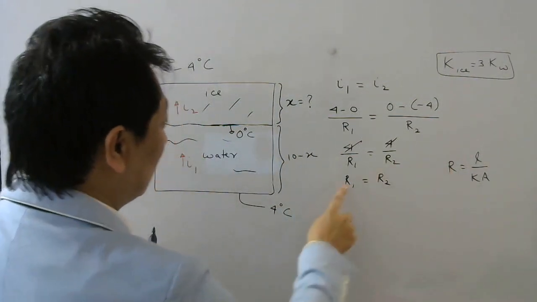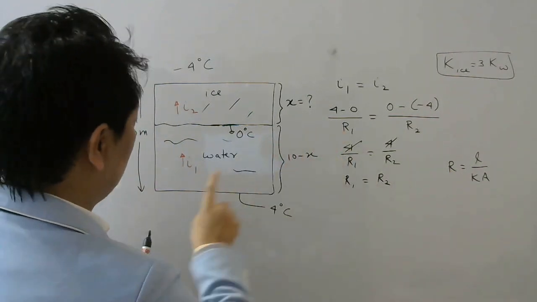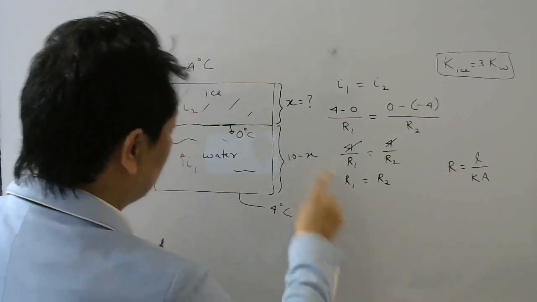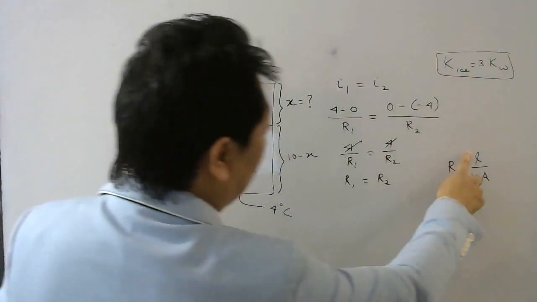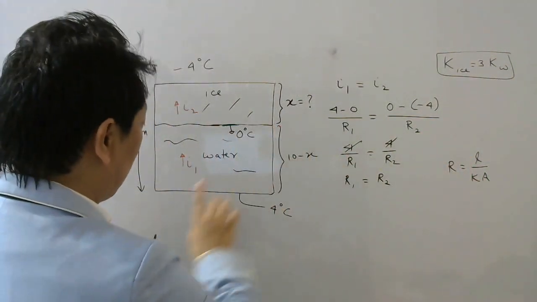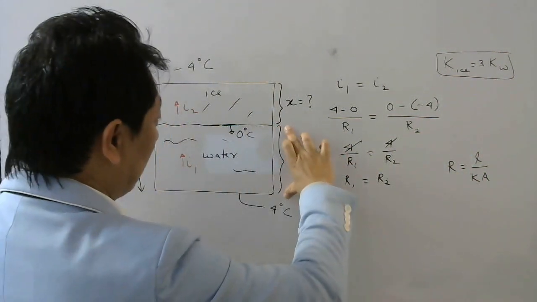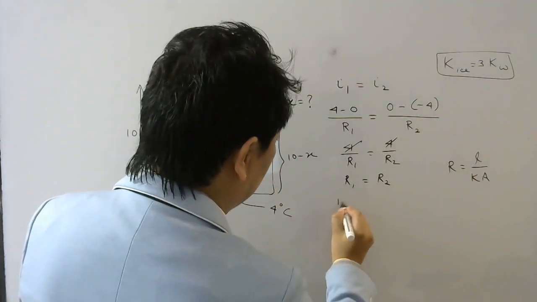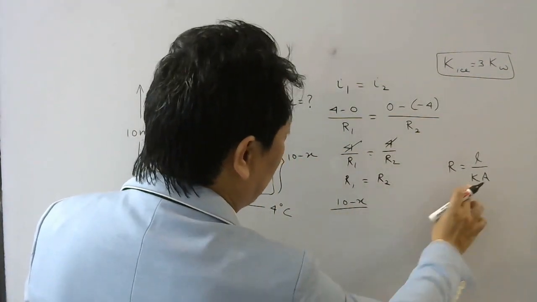So what is the length in the case of this R1 belongs to, remember, water. So what is the resistance for this water? L by KA. L should be the length parallel to the flow of heat. That length is 10 minus x. So 10 minus x divided by K.